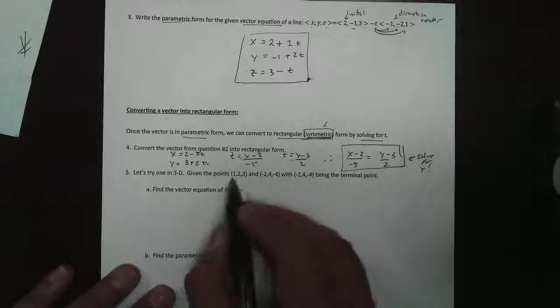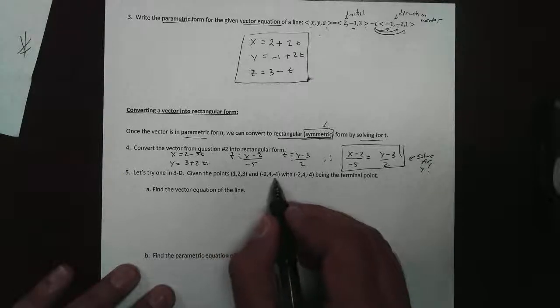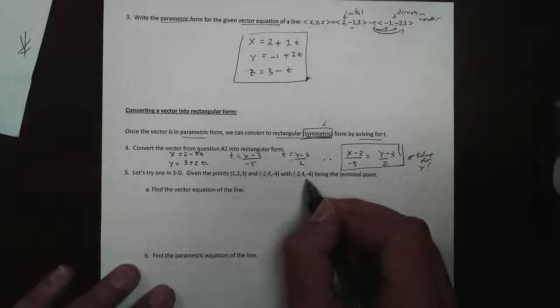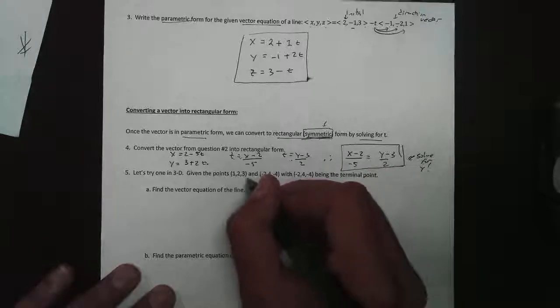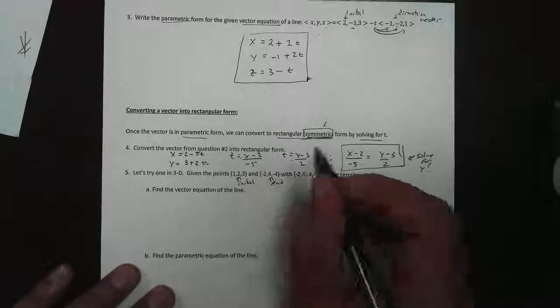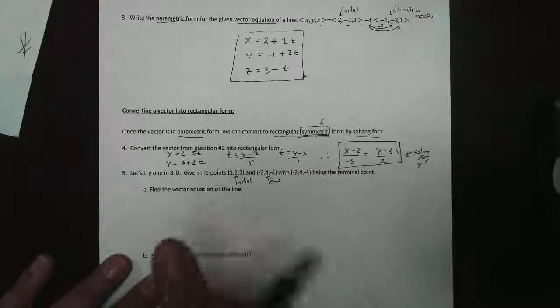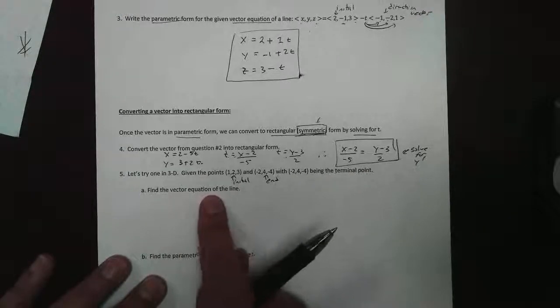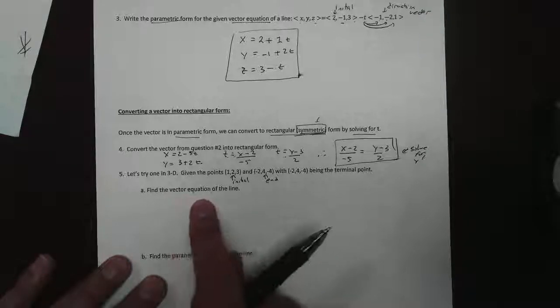where I'm starting, 1, 2, 3, and negative 2, 4, negative 4, with the negative 2, 4, negative 4 being our terminal point. So remember, this is my initial, that's where I'm starting, and this is my ending point. So the first thing we want to do is write the vector equation of a line, and you're going to be doing this quite a bit this year. So let's learn how to do this.